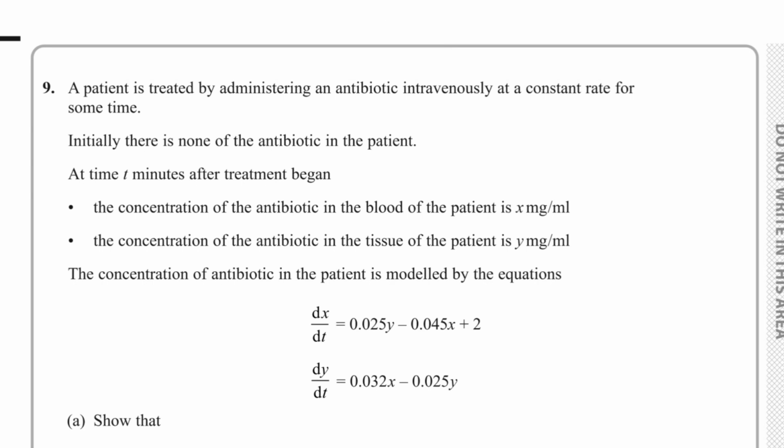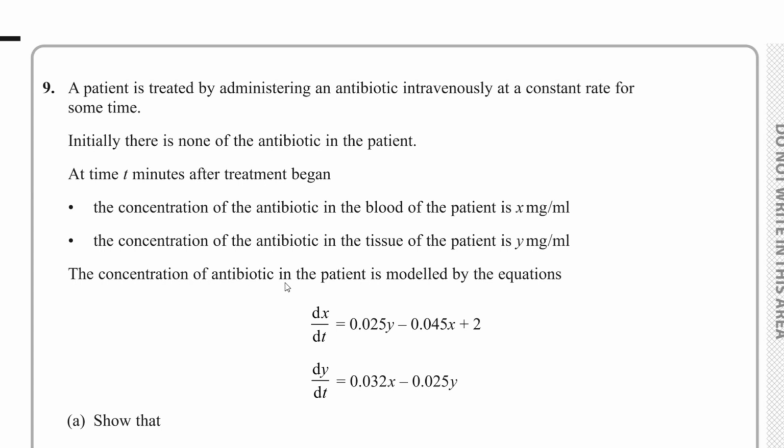Question number 9. A patient is treated by administering an antibiotic intravenously at a constant rate for some time. Initially, there is none of the antibiotic in the patient. At time t minutes after the treatment began, the concentration of the antibiotic in the blood of the patient is x milligrams per milliliter. The concentration of the antibiotic in the tissue of the patient is y milligrams per milliliter.